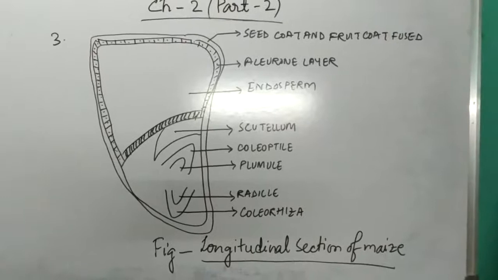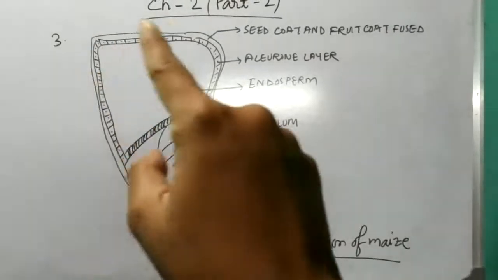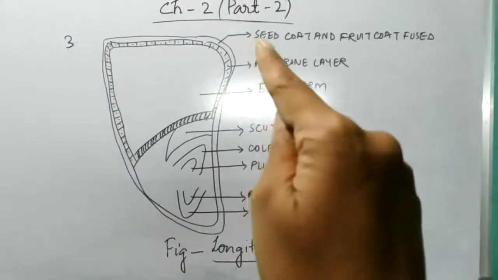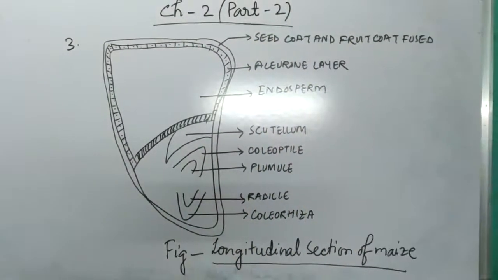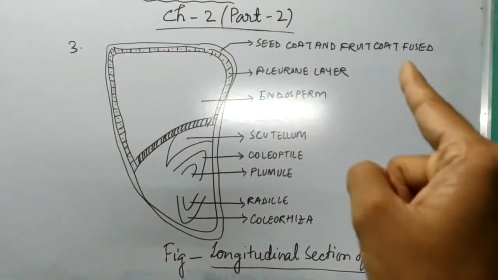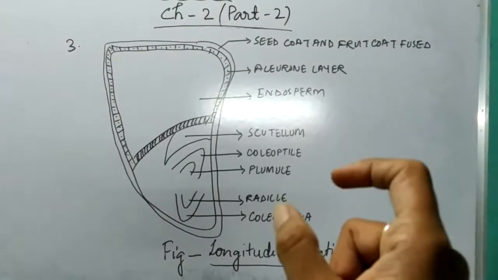Next is the longitudinal section of maize grain. You see the topmost portion, that is the outermost covering, it is the seed coat and the fruit coat is fused. And because the seed coat and fruit coat are fused, maize is known as a grain.